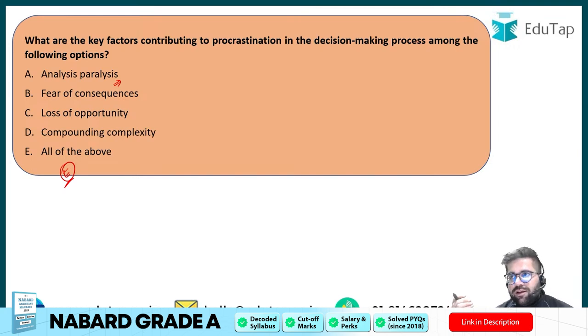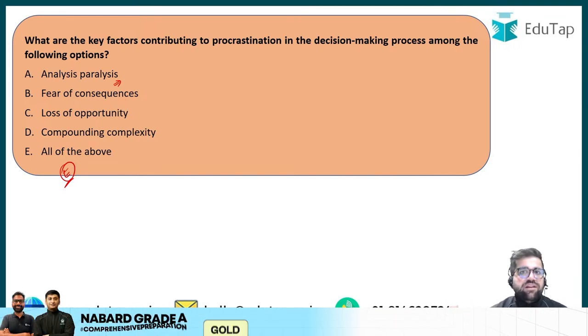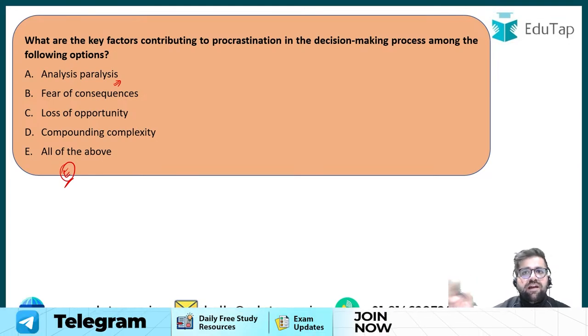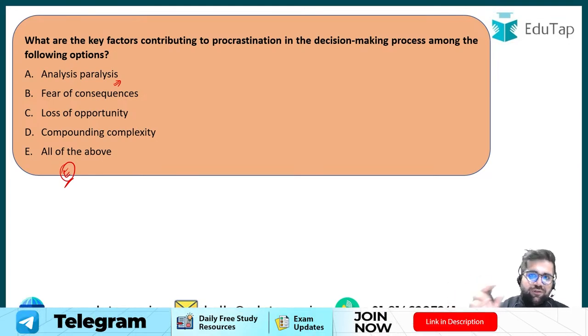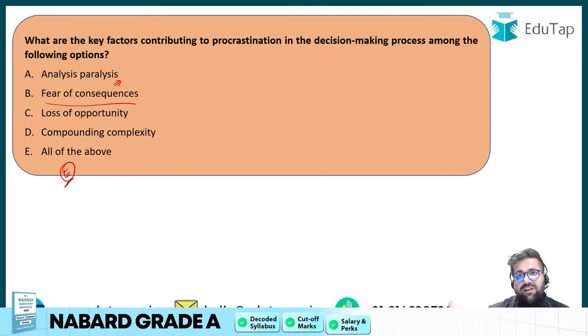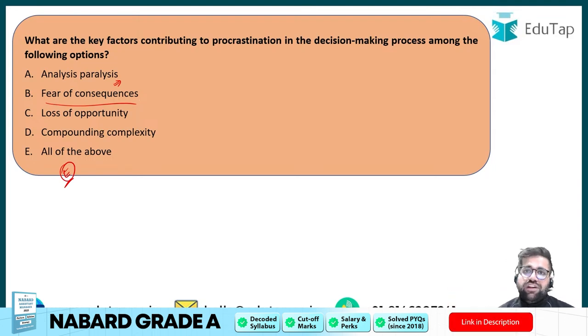You are just not able to reach the final destination. It's like you are in the midway of the path. You are not able to understand what the final destination is, and you are just revolving around that particular circle, thinking that I will come to the main objective, but allow me to do more and more analysis. Okay. Fear of consequences basically means that you fear that yes, if something happens, then certain consequences will follow.